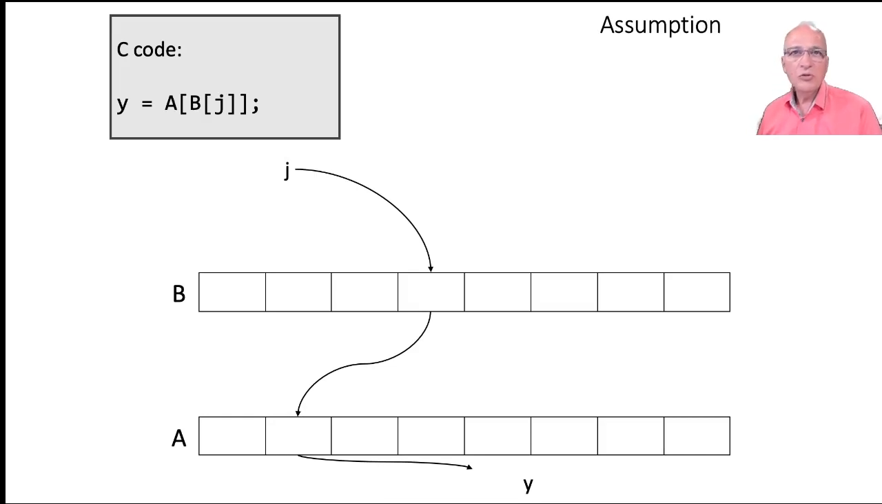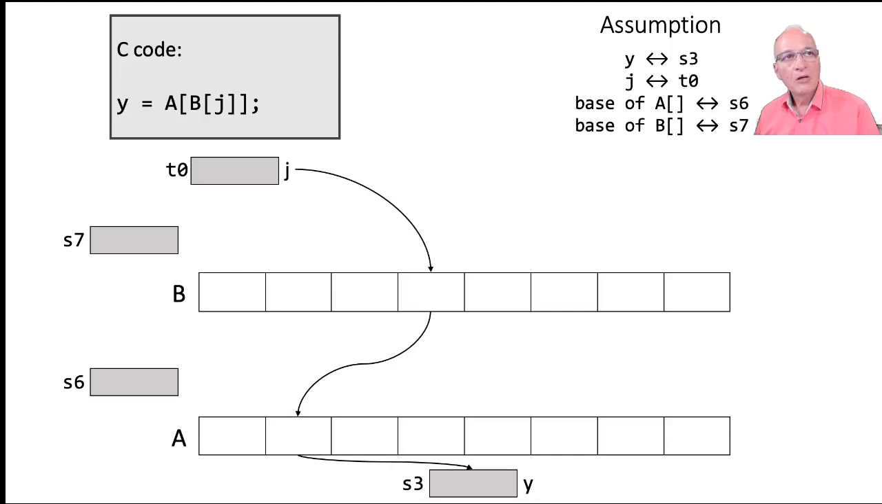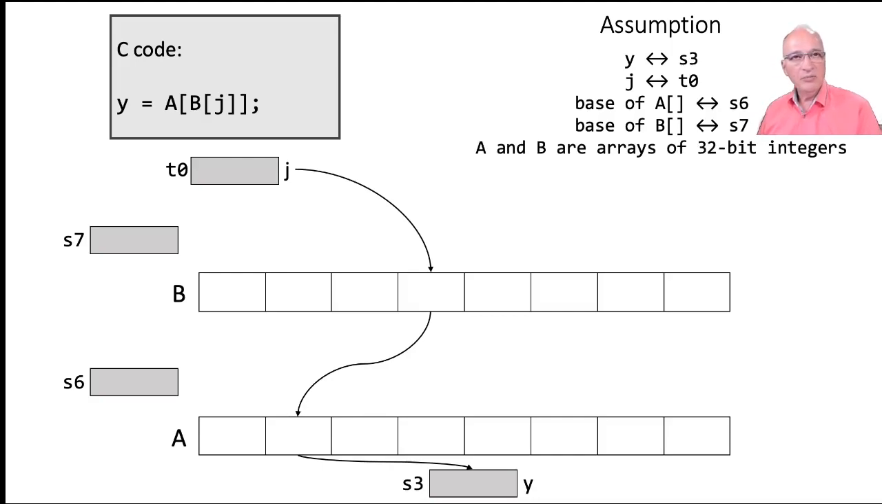So again, I need to know where each one of those variables is. Let's assume that Y is in S3. Let's assume that J is in T0. The base of the array A is in S6, and the base of the array B is in S7. Now, to obtain the element B sub J, I will do the same as I did before. The other thing I need to know is the size of each element of these arrays. Each one of those arrays is an array of 32-bit integers, so each element is 4 bytes.